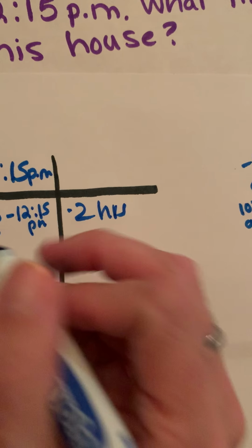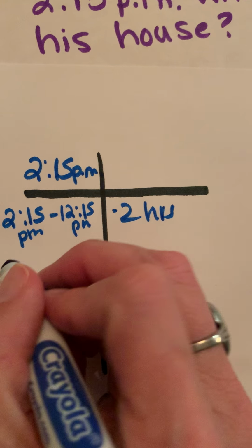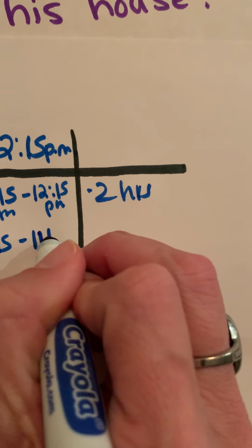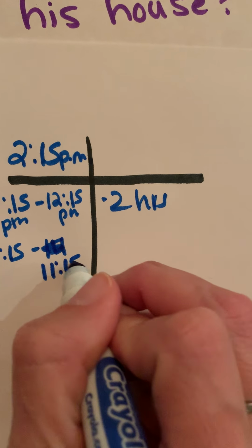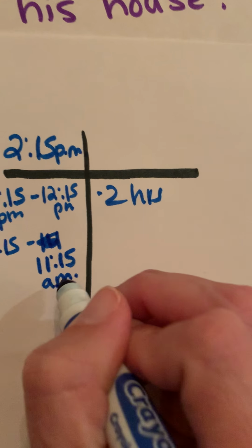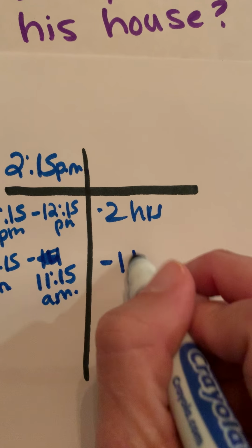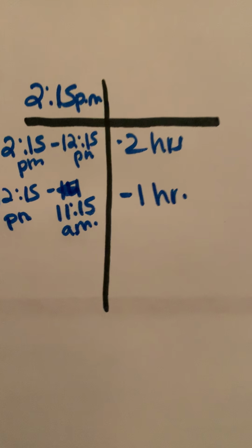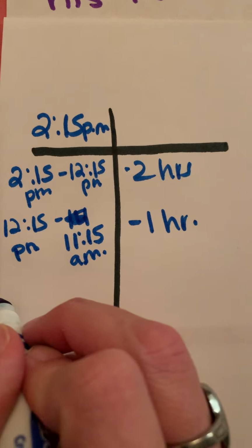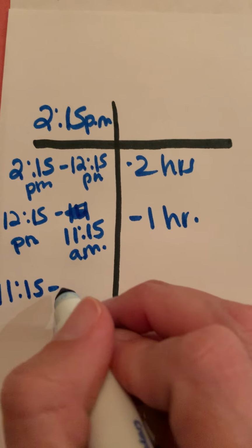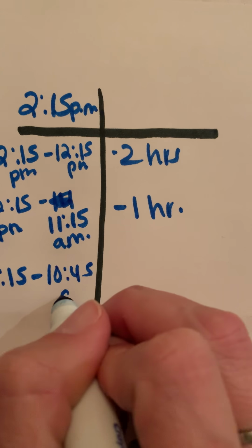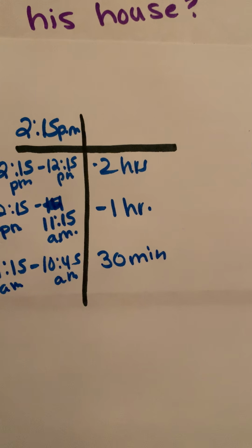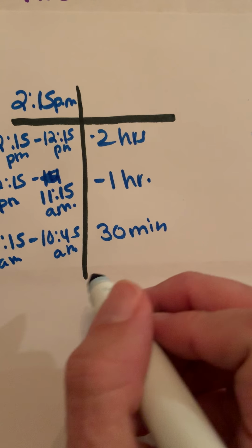All right, now, but remember, we still got to take away 3 hours, so I got to take away another hour. So 12:15 to 11:15 would then be a.m. This was p.m. So that would be minus 1 hour. So now I have taken away my 3 hours, but I have to take away the 35 minutes now. So just to kind of show a different way, I could go from 11:15 to 10:45. Both of those are a.m. and know that that's 30 minutes. And then now I can take away my final 5 minutes.